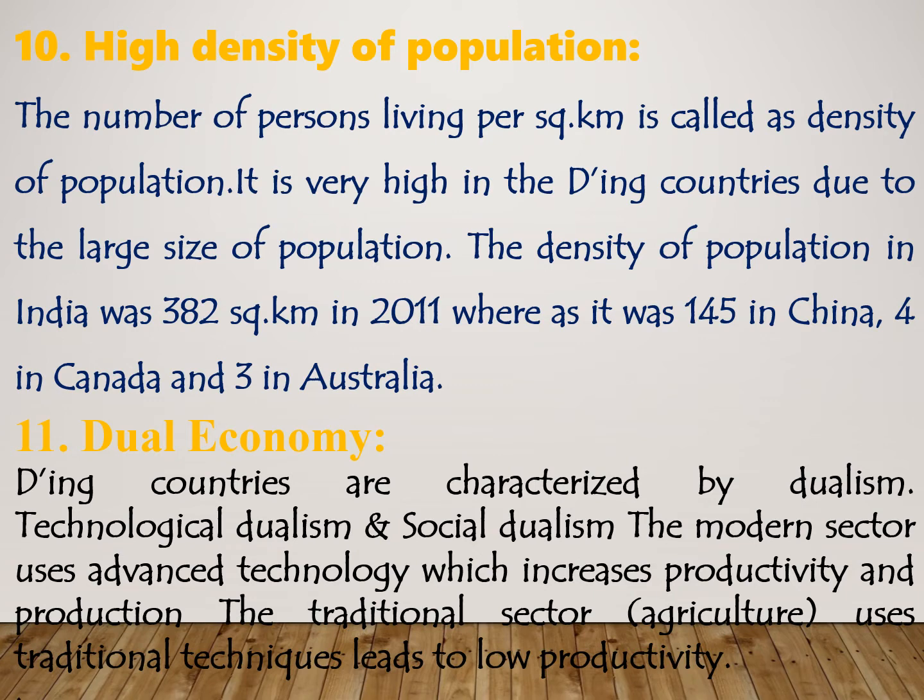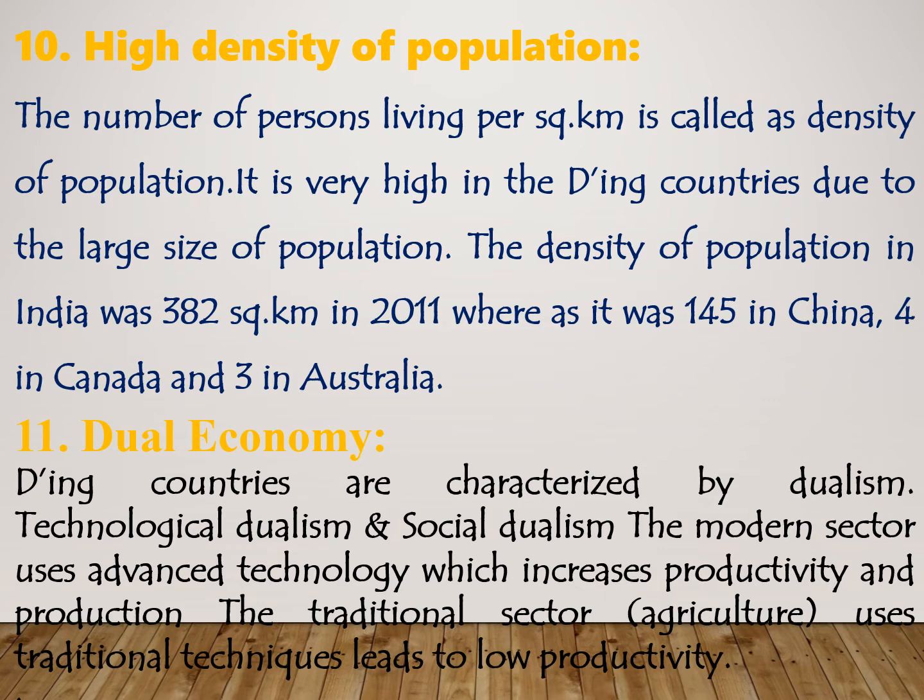High density of population. Here we have the density of population. What is the meaning of density of population? The number of people living in every square kilometer. The number of persons living per square kilometer is called the density of population. It is very high in developing countries due to the large size of population. It is because of population only.